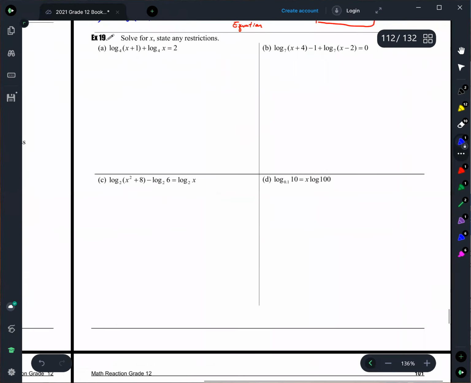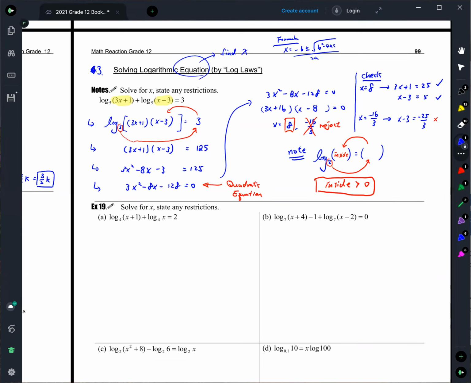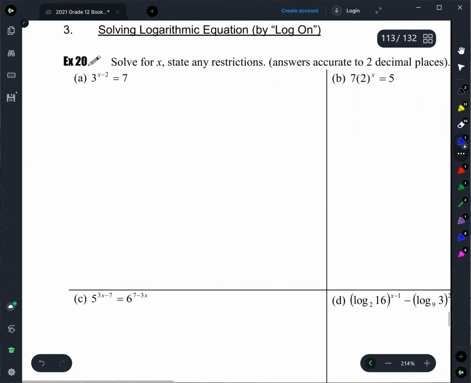And if you check both answers and both are rejected, then at the end you just say no solution. Okay, sometimes that could happen. Sometimes you keep both, sometimes you only keep one.